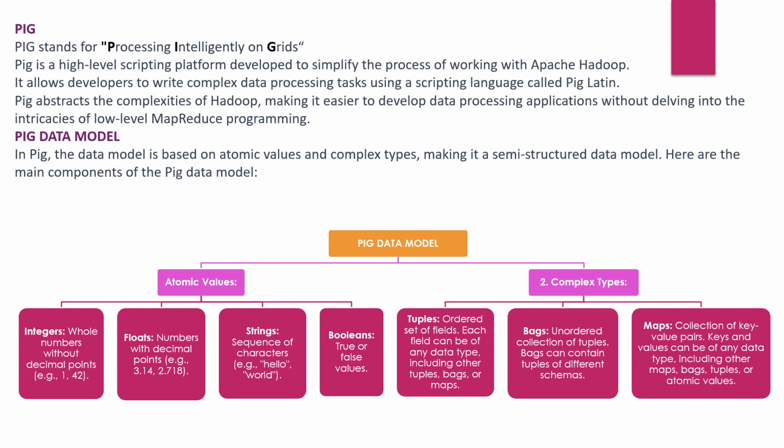But a bag is an unordered collection of tuples. So a bag can contain tuples of different schemas. Maps. Here a map is similar to a dictionary in Python. So it is a collection of key value pairs. Keys and values can be of any data type, including other maps, bags, tuples, or atomic values.